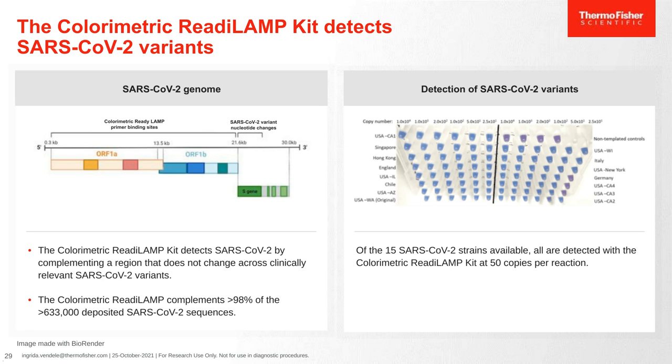In fact, when we investigated more than 633,000 deposited SARS-CoV-2 genomes, more than 98% are perfectly complementary to the kit primers. Furthermore, we purchased 15 available SARS-CoV-2 variants. For all 15, the colorimetric ReadiLAMP kit detected the presence of the virus at 50 copies per RT-LAMP reaction, supporting that this kit does detect SARS-CoV-2 variants.